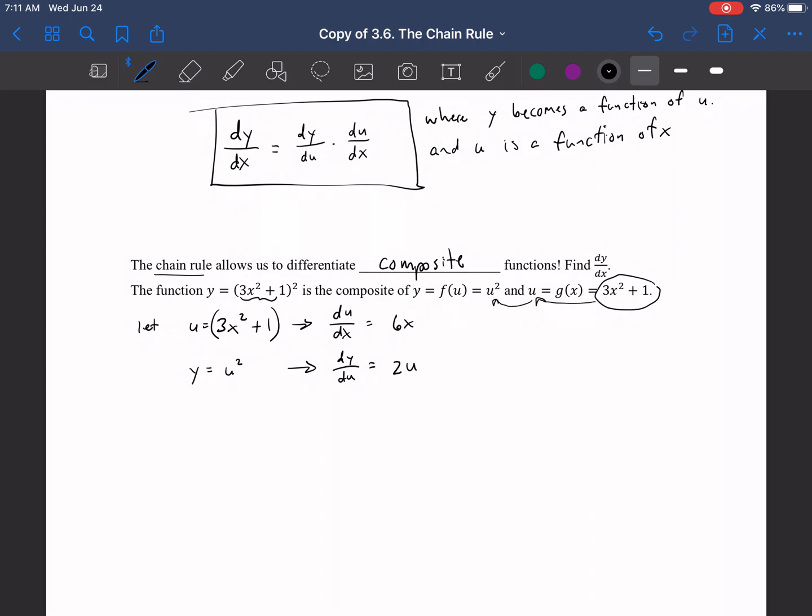Right? There you go. So now we have what we need to put this together. So we look up above here, this, right? And we say dy/dx is equal to dy/du times du/dx. And so we just substitute those in. dy/du, that's right here, is just 2u. du/dx, right there, is just 6x.